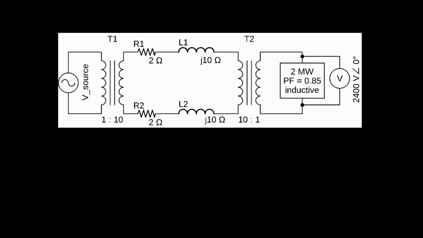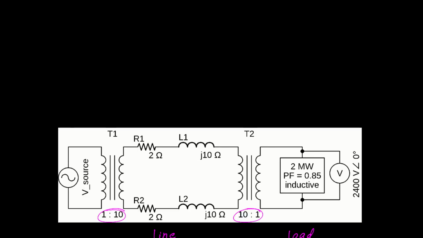In this problem, we're asked to find the source voltage. We have two transformers. One is a 1 to 10 step up, the other is a 10 to 1 step down transformer. They have a high voltage wire in between them, and we have a load of 2 megawatts with a power factor of 0.85 inductive, with a measured voltage of 2400 volts at a phase angle of 0 degrees. You could think of this as the line and then the load.